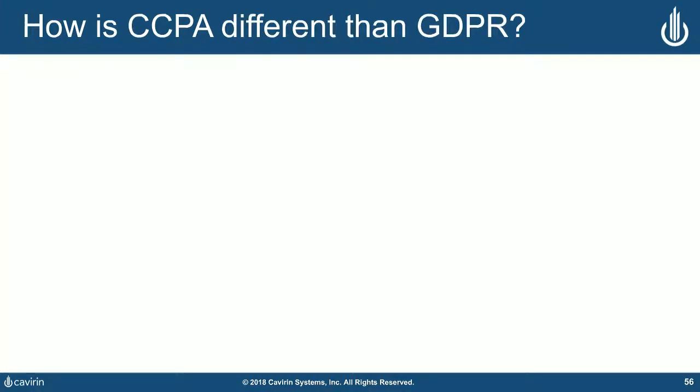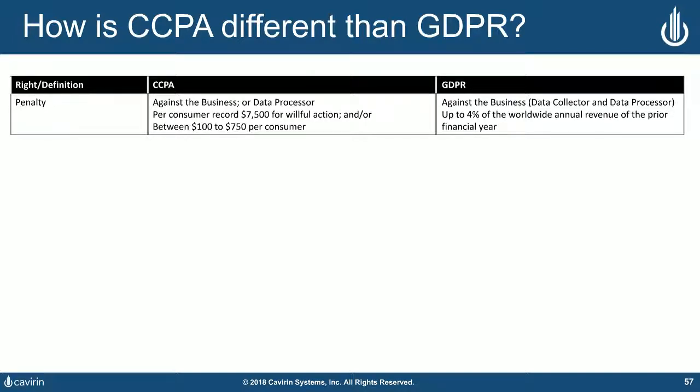In terms of the difference that you had asked about, penalty is different. So obviously when you're dealing with business under the GDPR, it could be up to 4% of worldwide annual revenue, or 20 million euros, whichever one is greater. So for a lot of large organizations, worldwide revenue is always going to be a higher number. Related to the California Consumer Privacy Act, it's against the business or the data processor. Per consumer record, it would be up to $7,500 for a willful action. And for a minor action that's not remediated, it would be between $100 and $750 per consumer.